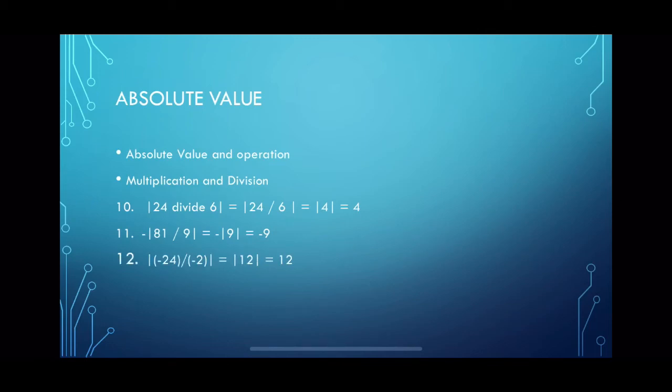So number 12, absolute value of negative 24 divided by negative 2. So negative, negative, it will become positive. So 24 divided by 2 is equal to 12, and the absolute value of 12 is equal to 12. Number 13, find the absolute value of negative 35 divided by 5. So that is equal to absolute value of negative 7, and the absolute value of negative 7 is equal to 7.